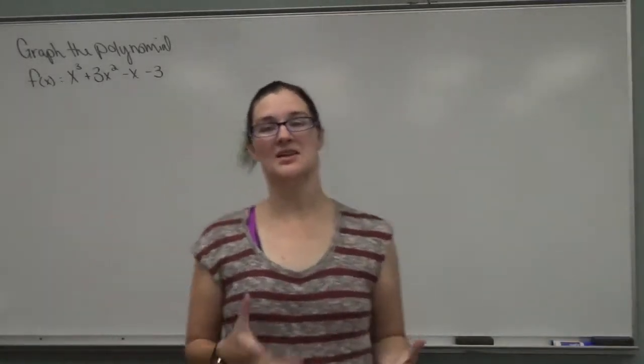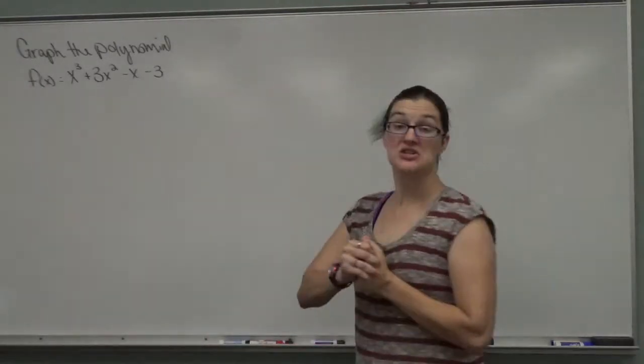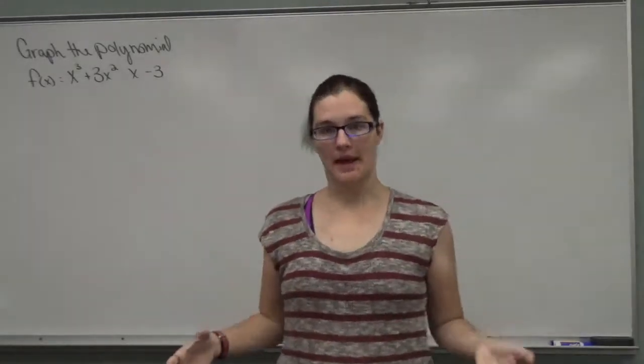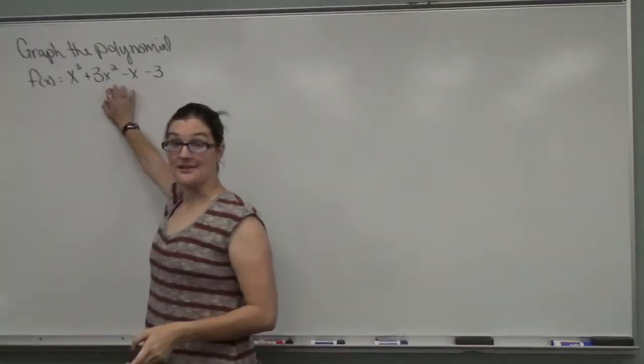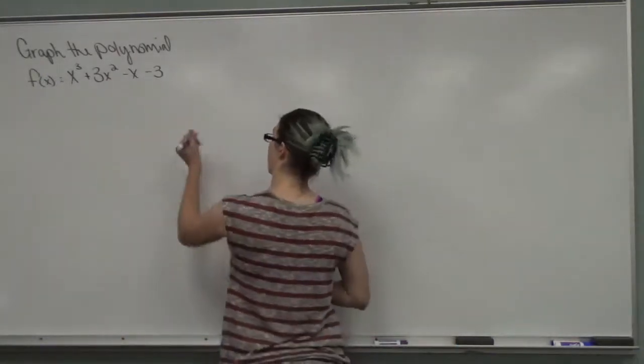Alright, so what we're going to do today is we're going to graph the polynomial. So we have f of x equals x cubed plus 3x squared minus x minus 3. And what makes this different from what we've done in the past is the fact that we have this stuff in the middle here.